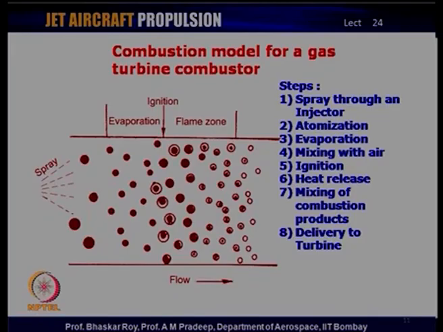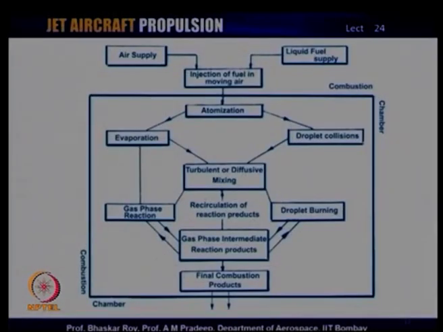So, this is the fundamental mechanism by which the combustion chamber works. We can put it together in some kind of a flow chart, which will tell us how the combustion process proceeds. You have the liquid fuel that is supplied through the injector, and you have the air supply that comes from the compressor, and both of them go into the combustion chamber. The injection of fuel in this moving air is done through what we mentioned, a process called atomization. These are very uniquely designed injectors, and we will discuss them later on in this lecture series.